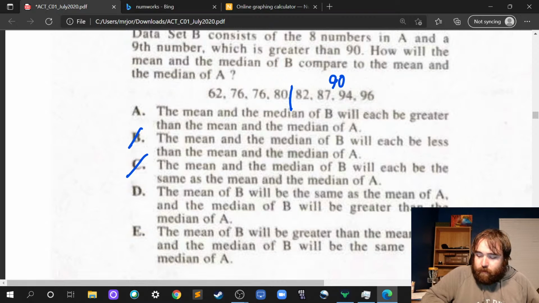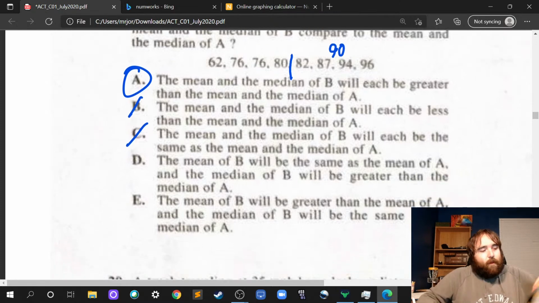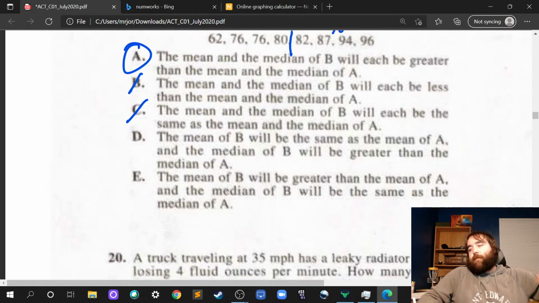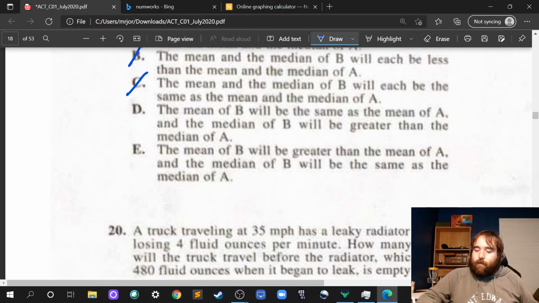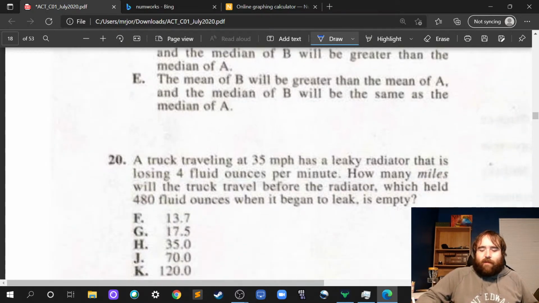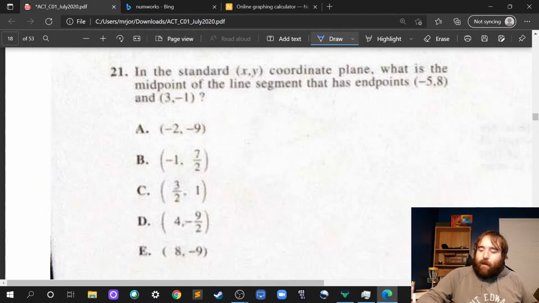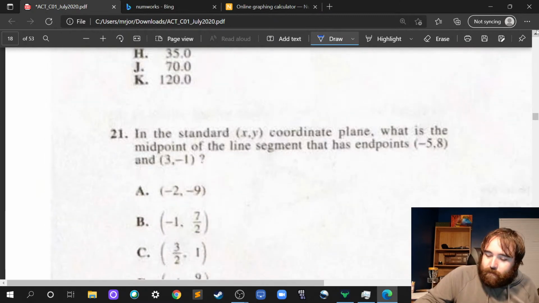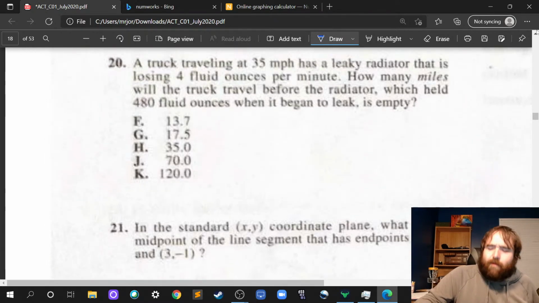The mean of B will be greater than the mean of A. That's true. The median will be the same. It won't be the same, though. It's close to being the same. I mean, okay, I guess they're both going to be greater. That's weird. That answer, I definitely need to check. But not really. I mean, that's the right answer. I'm just not confident that they got it right. But surely they did.